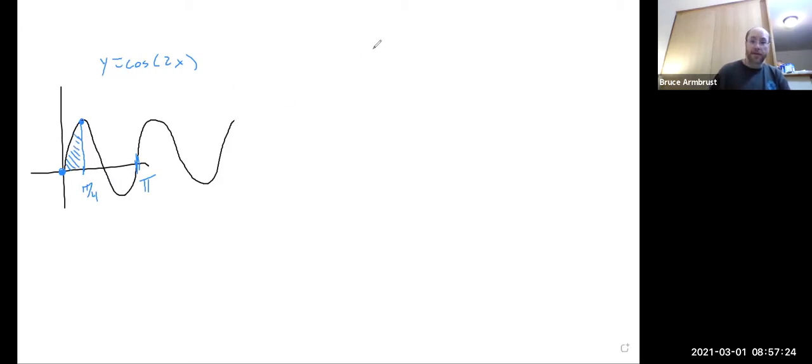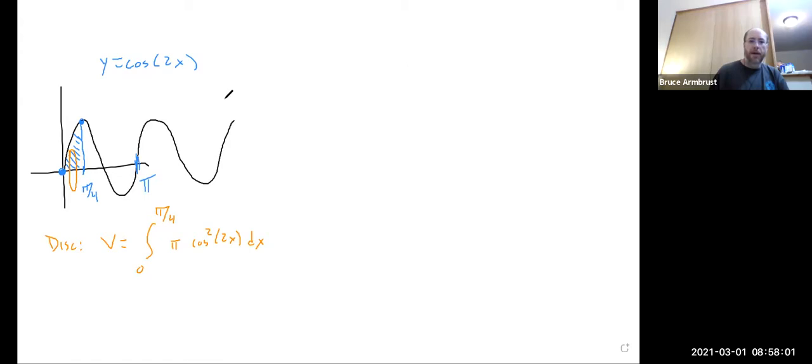So again, we have options. We can either do this with disks or with shells. Let me go ahead and write them both out. So if we go with the disk method, the volume is going to be the integral from 0 to pi over 4, pi times our function squared, so cosine squared 2x dx, because one of those little disks looks like that. There's our r given by the function value. So if you do it the disk method, it looks like that.